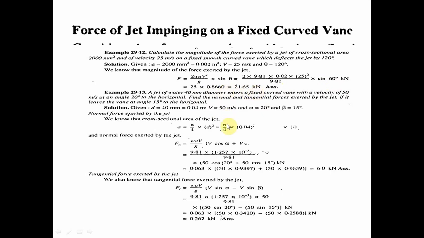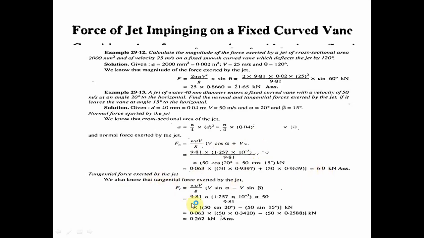Okay, so similarly, last problem. In this they are given diameter 40 mm, that is 0.04 meters, V equal to 50 meters per second, alpha 20 degrees and beta is 15 degrees. So we know that area is pi by 4 into d square, that is pi by 4 into 0.04 square. So F is W into A into V square upon g, that is V into cos alpha plus v naught. So 9.81 into 1.257 into 10 raised to minus 3 divided by 9.81. So that comes to about 6 kilonewtons.